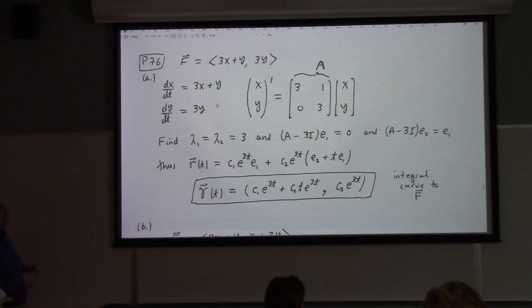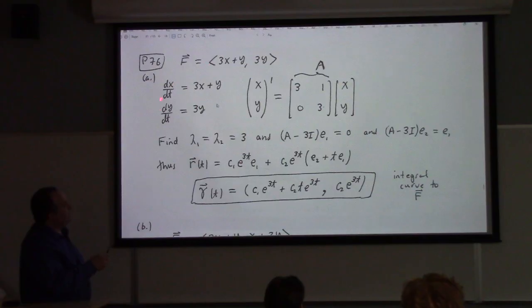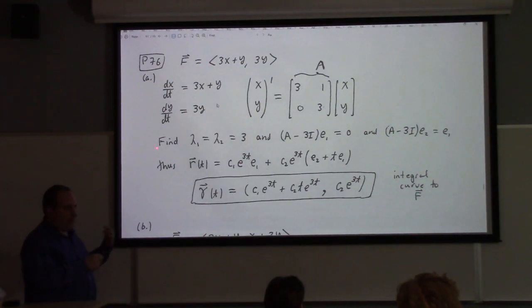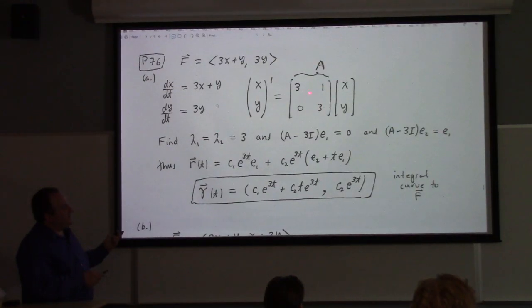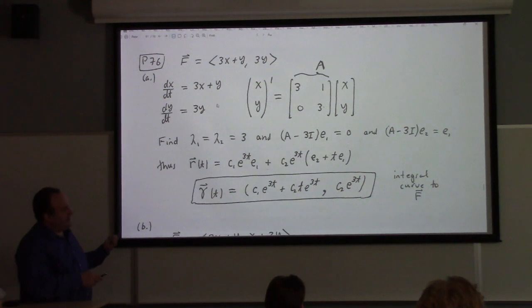Problem 76. We're supposed to find the integral curves parametrically, which means we have to solve these two differential equations. They're intertwined. This is a linear system, right? We talked about how to solve these, the matrix problem, and this one I can just write down the answer. It's eigenvalue 3, and for this, E1 is an eigenvector and E2 is a generalized eigenvector of order 2, and I know how that goes. That gives me the eigensolution and this kind of generalized eigensolution.